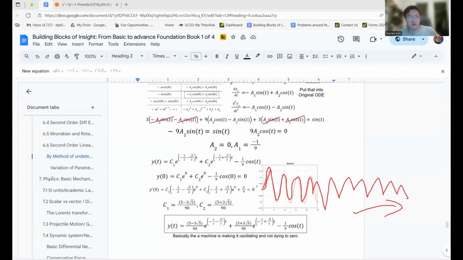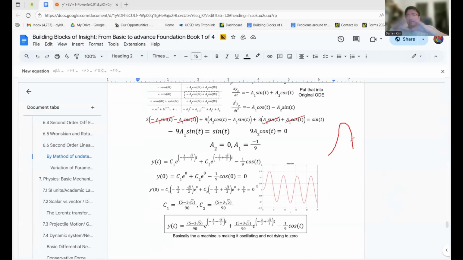Because if you think about it for a second, what's happening here is that the initial mass spring activates, okay, and is trying to make everything go to zero. It's trying, and it's failing. Yeah, that's pretty much what's going on.